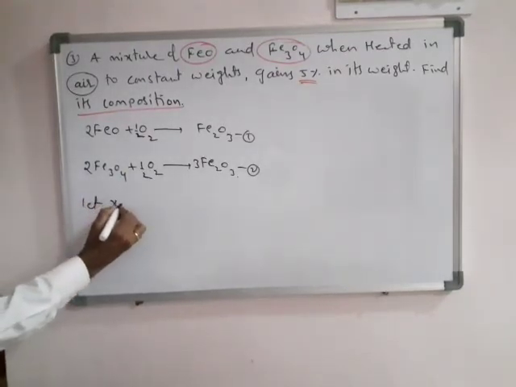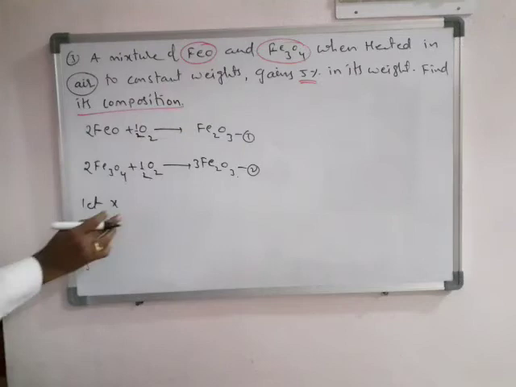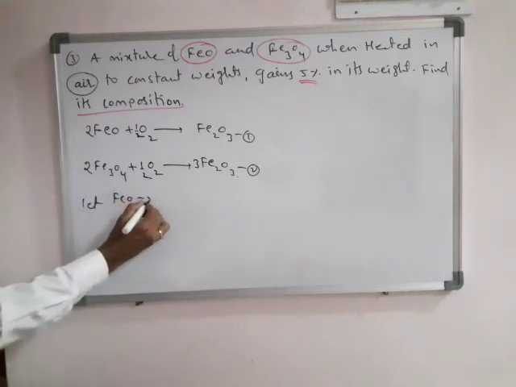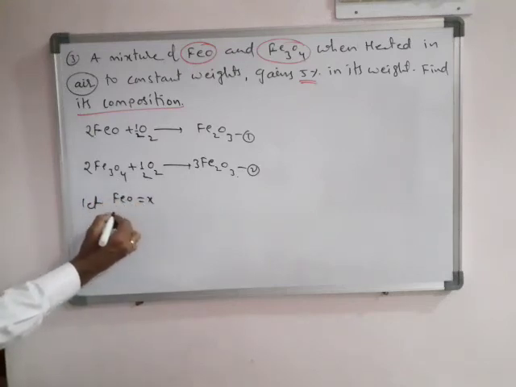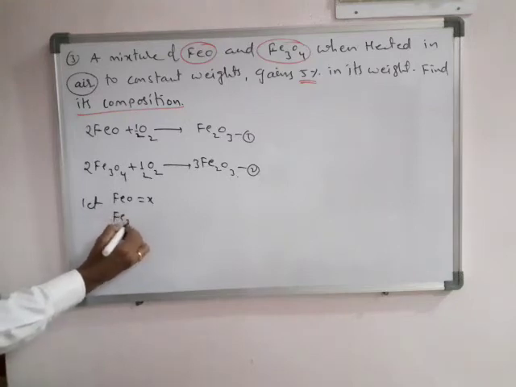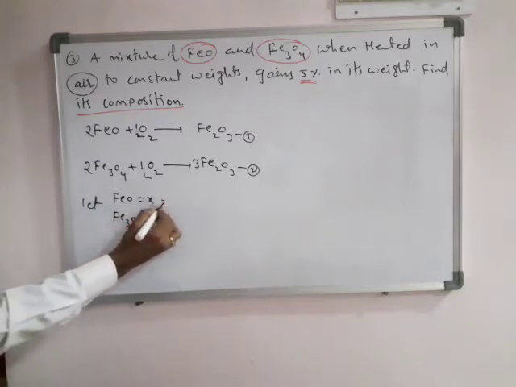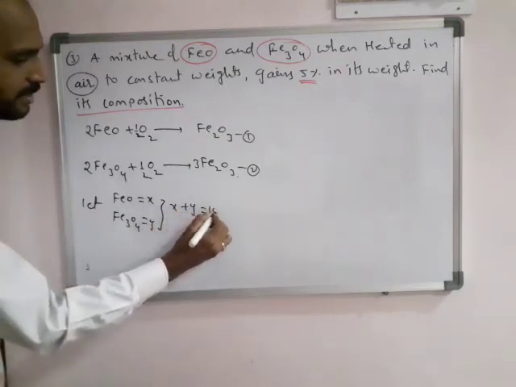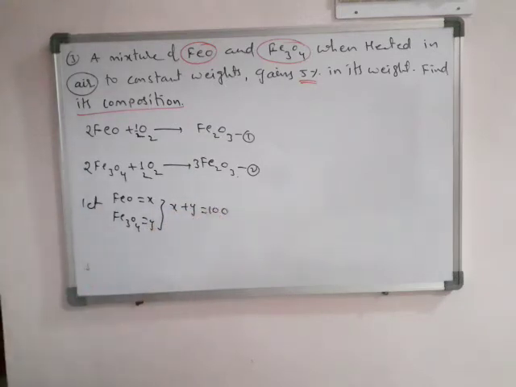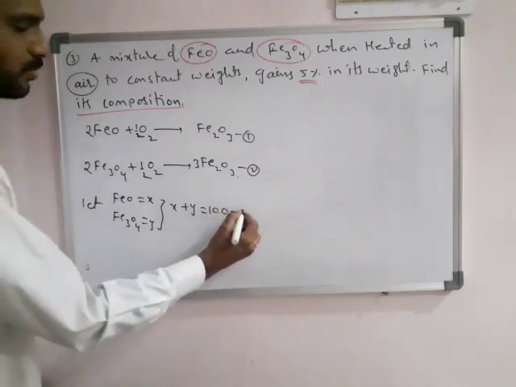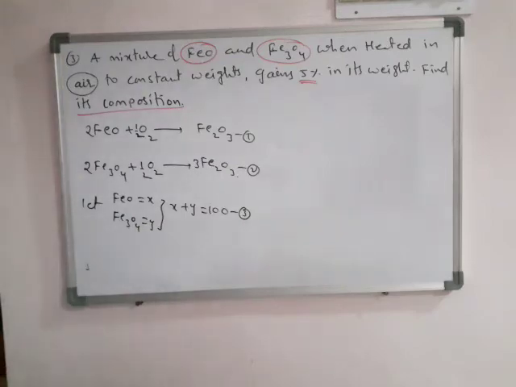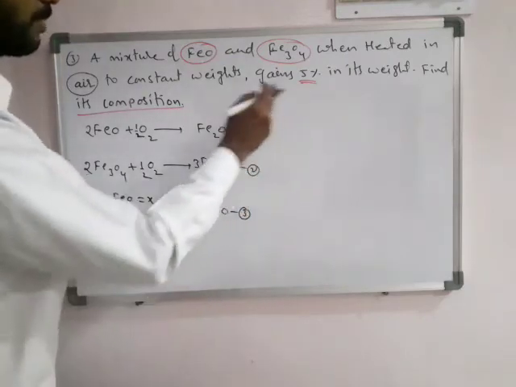Let the FeO and Fe3O4 be, what are Fe and Fe3O4? Take FeO equal to x gram and Fe3O4 is y gram. And in terms of percentage, that's why we are taking x plus y is equal to 100. Okay, x plus y is equal to 100. This we are taking because it is given in terms of a percentage.